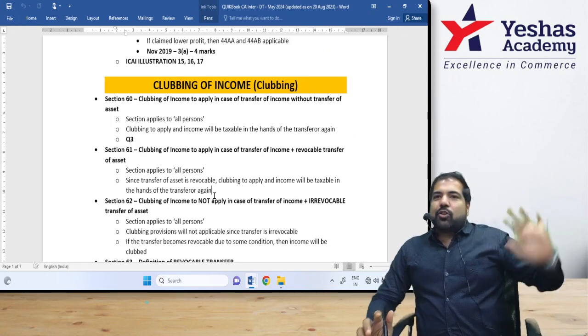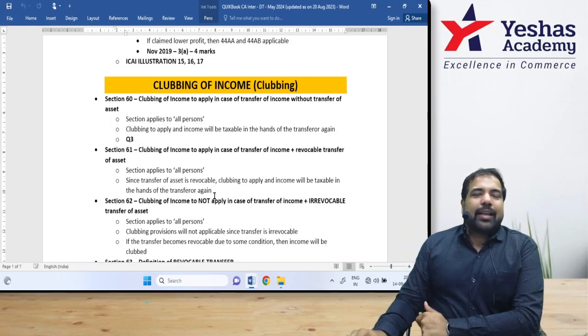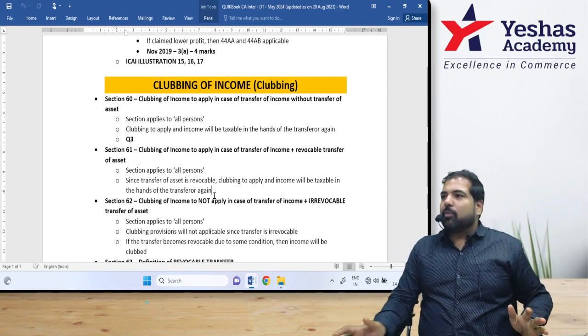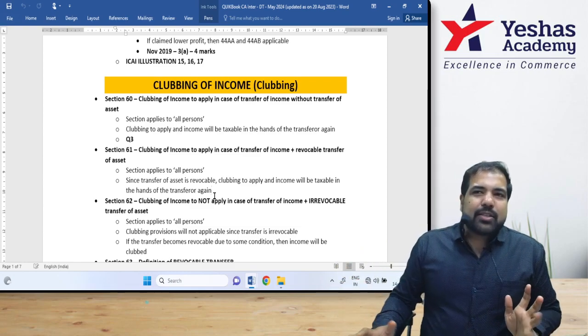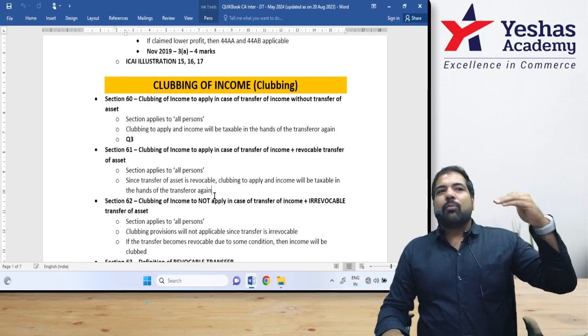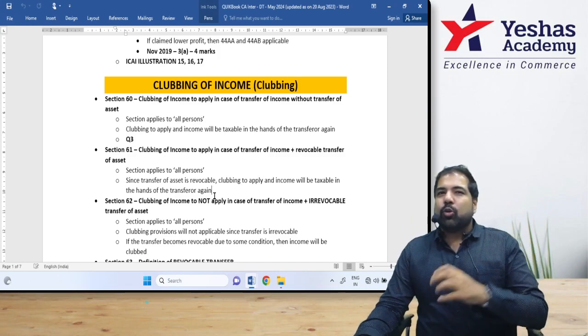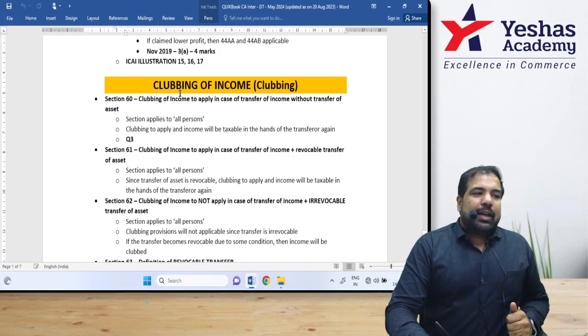Alright, doing a revision of a chapter which is very important, a tiny chapter, but it can surprise you with some good marks in the exam. It's a chapter called Clubbing of Income, and it gets you about 4-5 marks regularly in question number 2, 3, or 4. It's an optional question, but an option that will be very helpful if you choose. Let's try and recap, guys.